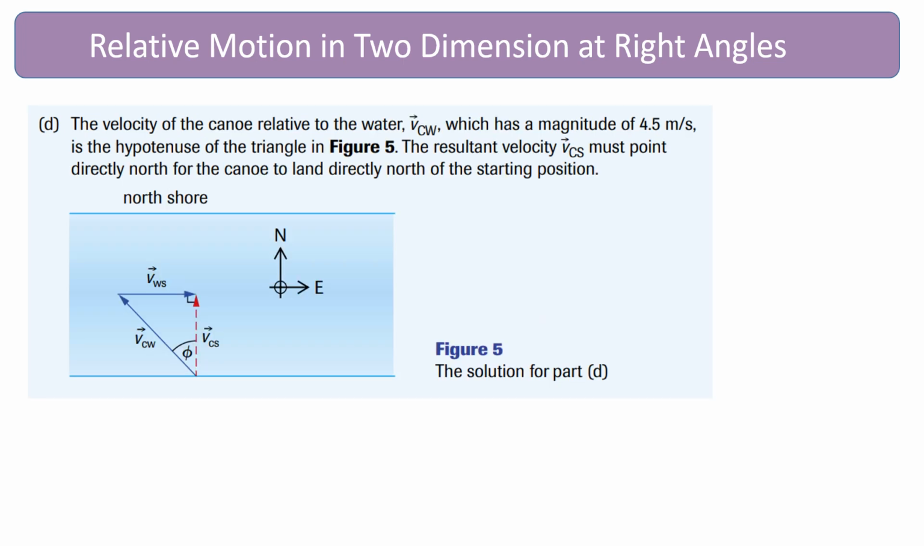The last one. So the velocity of the canoe relative to the water has a magnitude of 4.5 meters per second, and it's the hypotenuse of the triangle in this figure. The resultant velocity vector of the canoe relative to the shore must point directly north for the canoe to land directly north of the starting point.